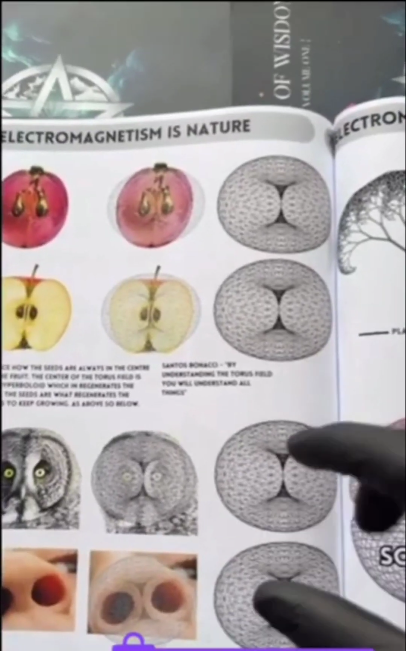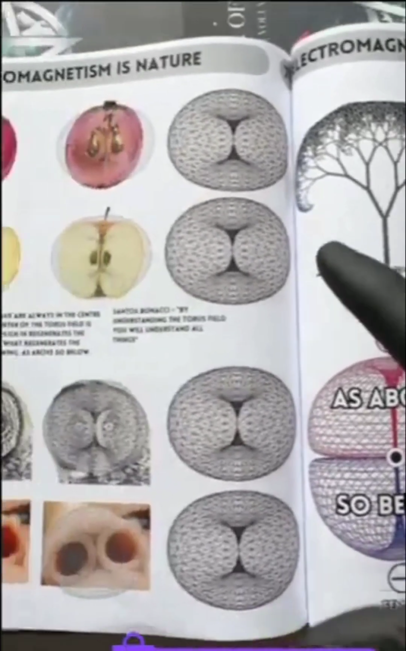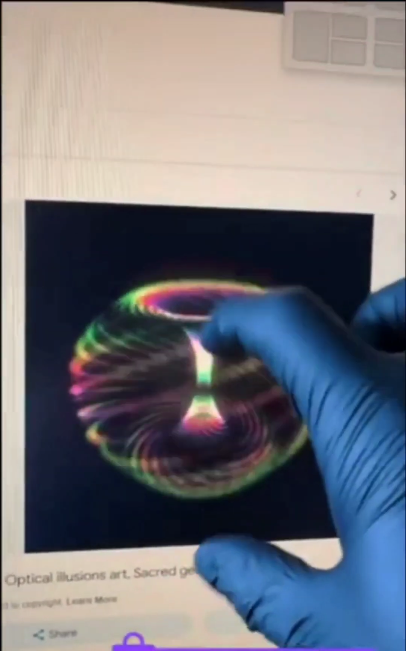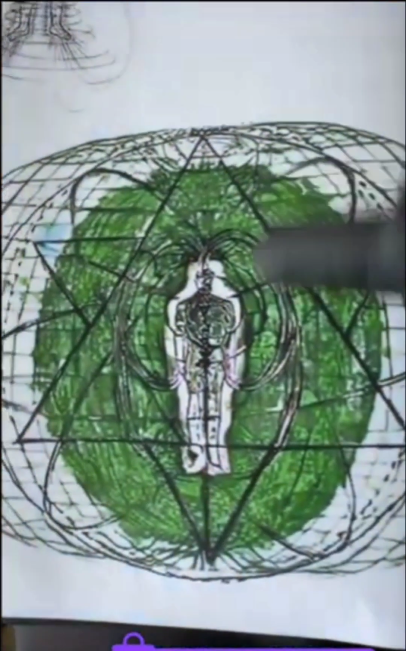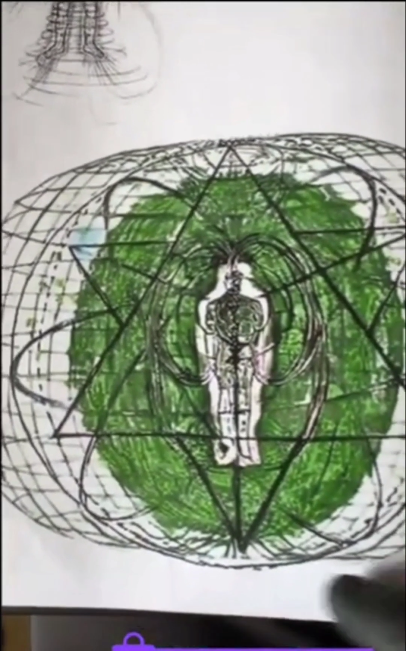The toroidal field is a multi-dimensional energy pattern. It is a universal blueprint in which all energy and matter manifests. It can be visualized as a donut-shaped configuration where energy is in a continuous loop. The central axis in which the energy goes in and then back out is called the hyperboloid. And this corresponds with our spines. Our spines are also a hyperboloid for this electromagnetic torus field.